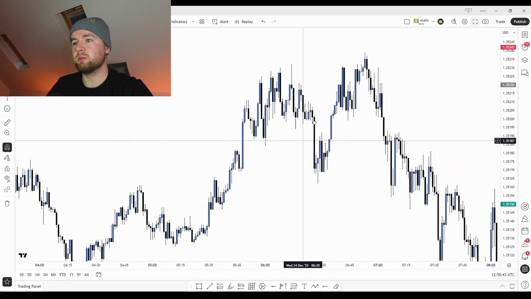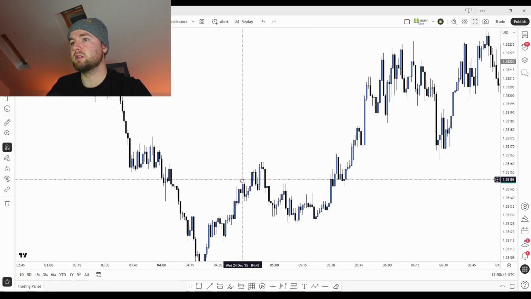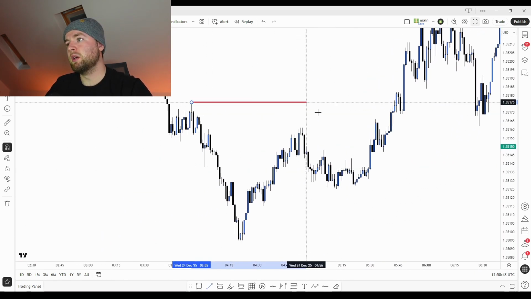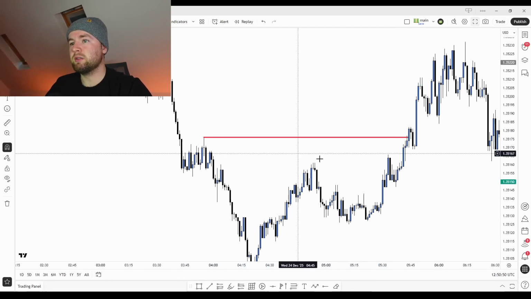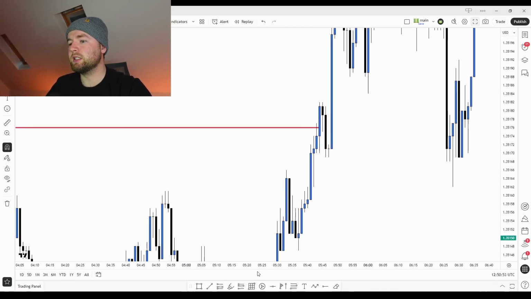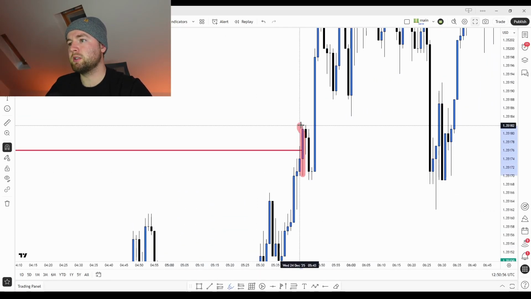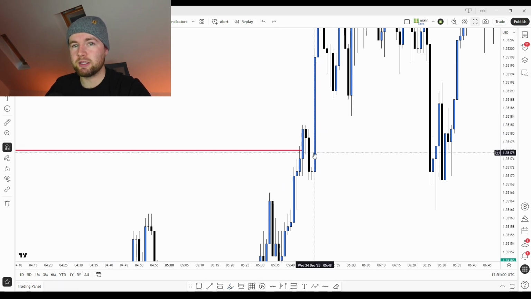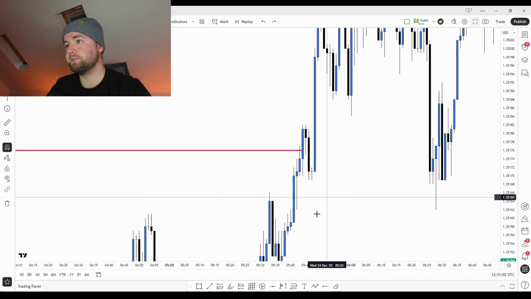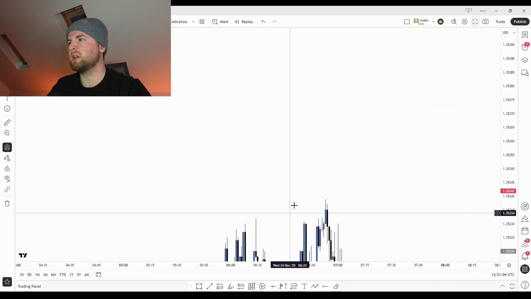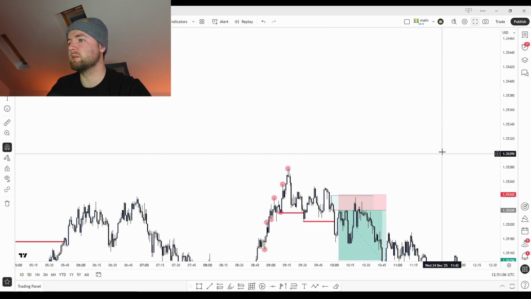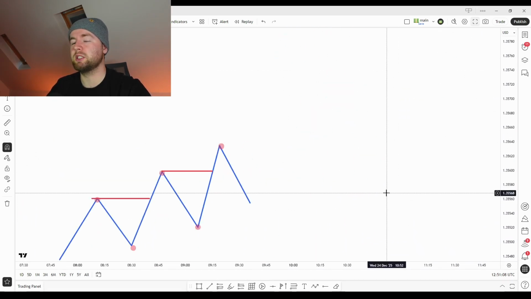So let me find a good break of structure that makes sense. Over here, this is a good one. So you can see we had this high over here. You drag it across and you can see this candle right over here had a candle close past this high. That makes sense, I'd imagine. So let's go back to our diagram. So that's how you find breaks of structure. It has to be candle breaks.